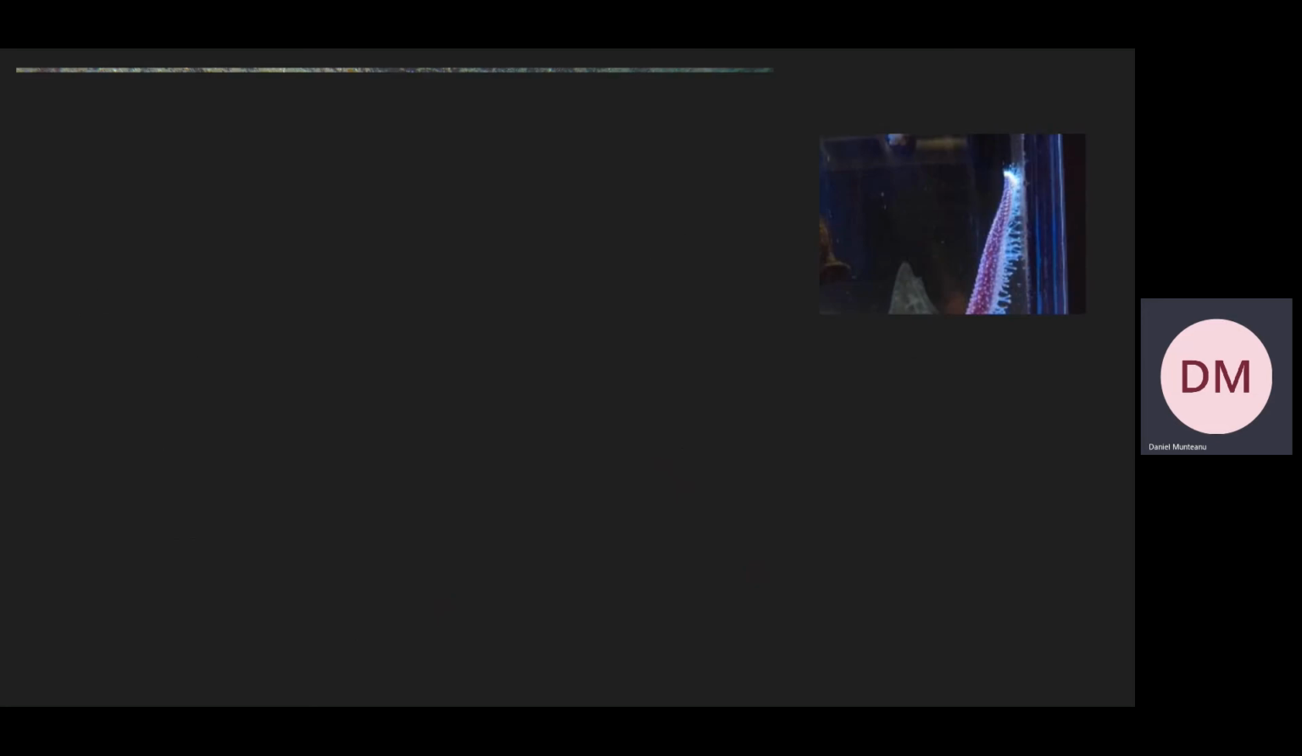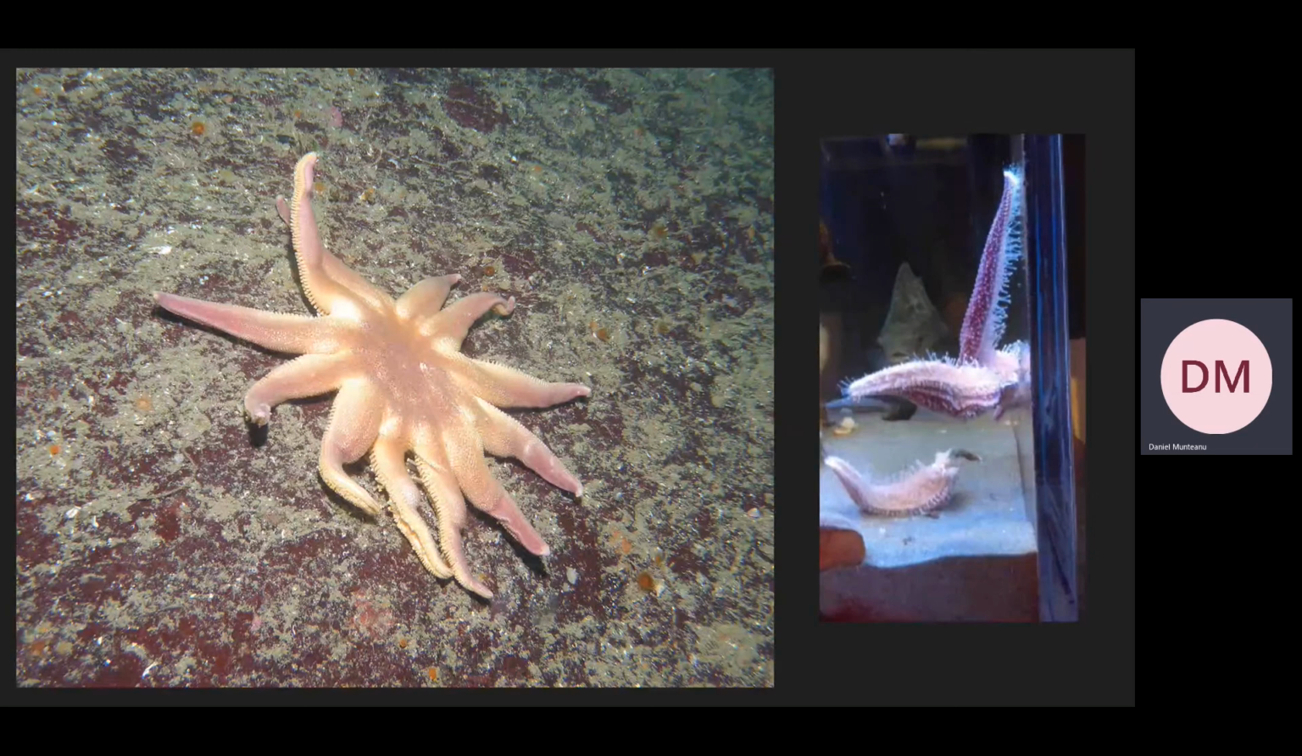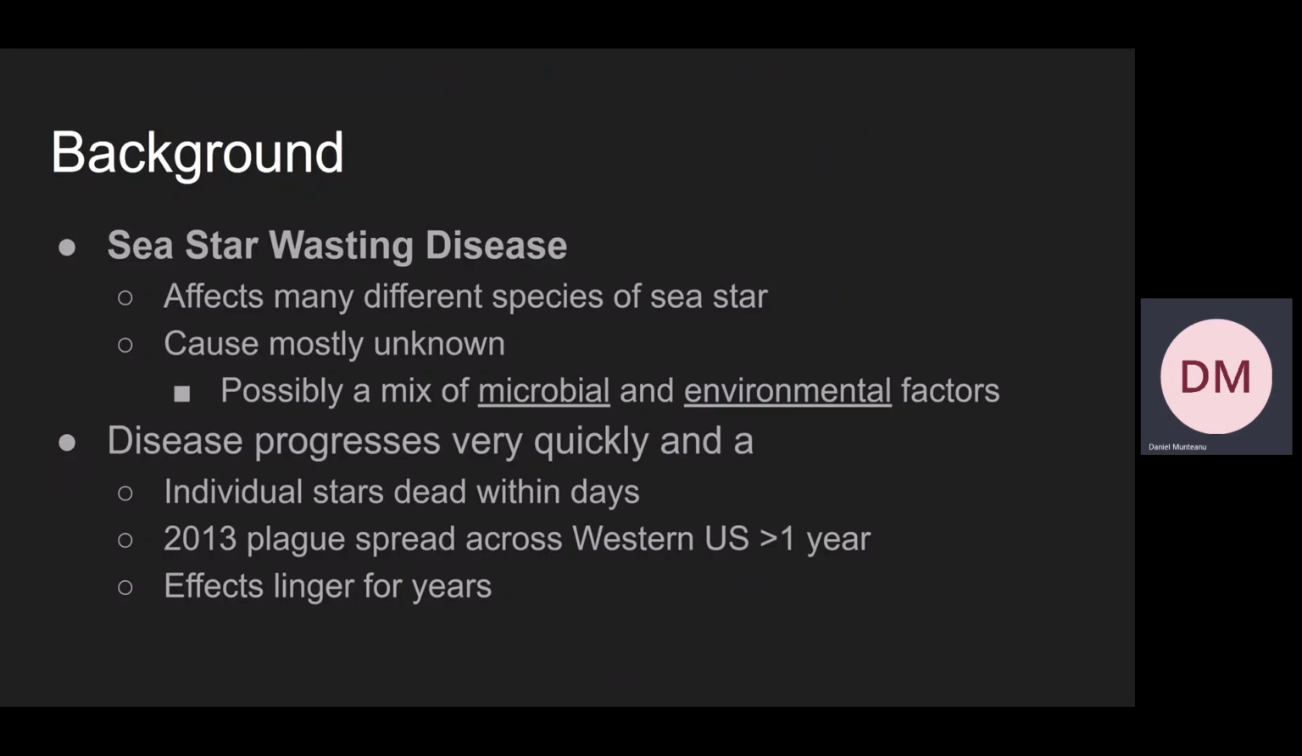So one specific application for this we thought would be sea star wasting disease, which does great damage to ecosystems in oceans all around the world where you have sea stars. It affects a number of different species of sea stars, and its cause is mostly unknown, but it probably has both microbial and environmental factors that influence its spread.